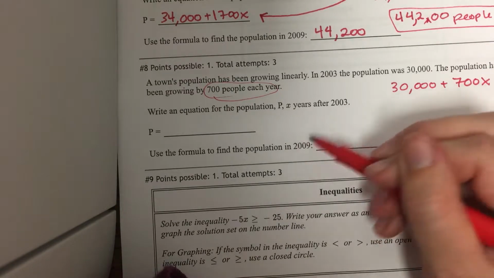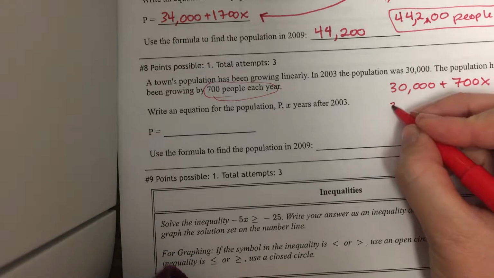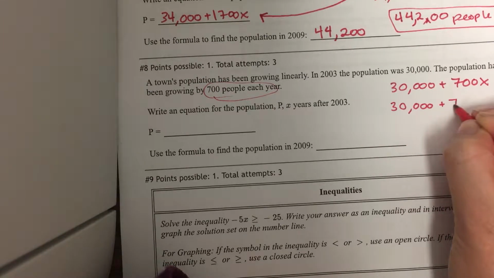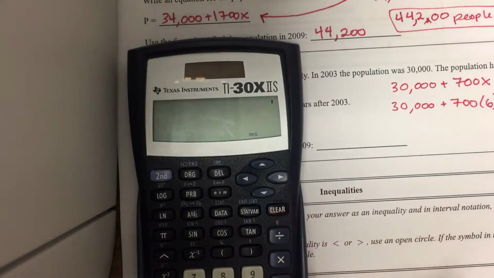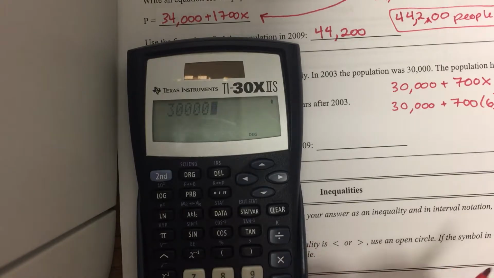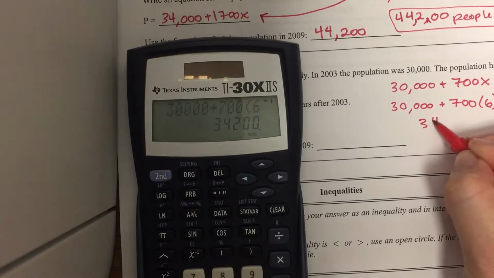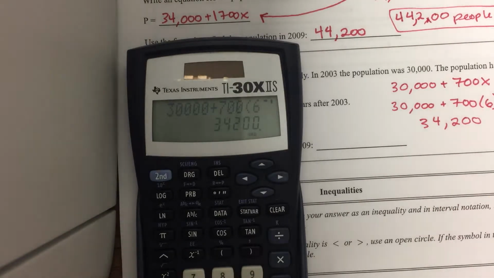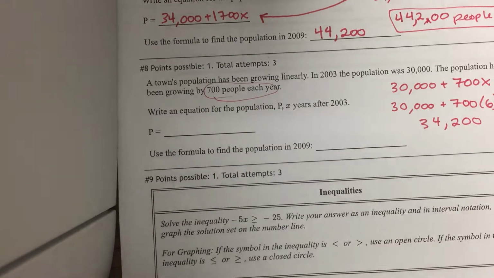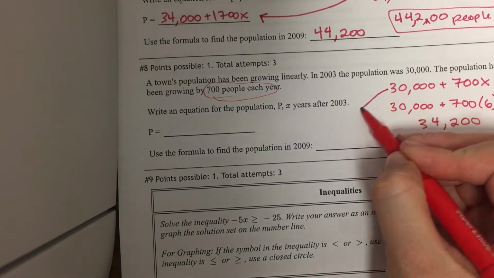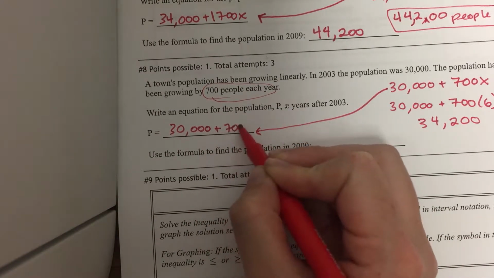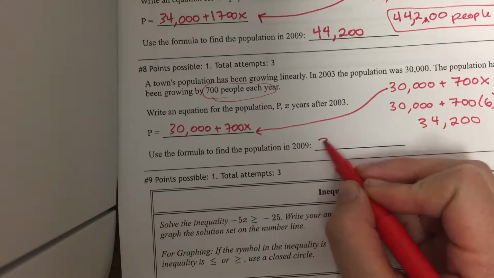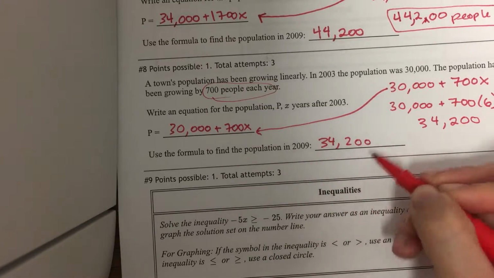2003 to 2009, hey look, it's 6 years again. So we plug in a 6, and let's see what our population will be. So 30,000 plus 700 over 6 years is 34,200. So if I wanted to move that over and fill in, when I type it in, I would type in 30,000 plus 700x, and then my total population was 34,200 people.